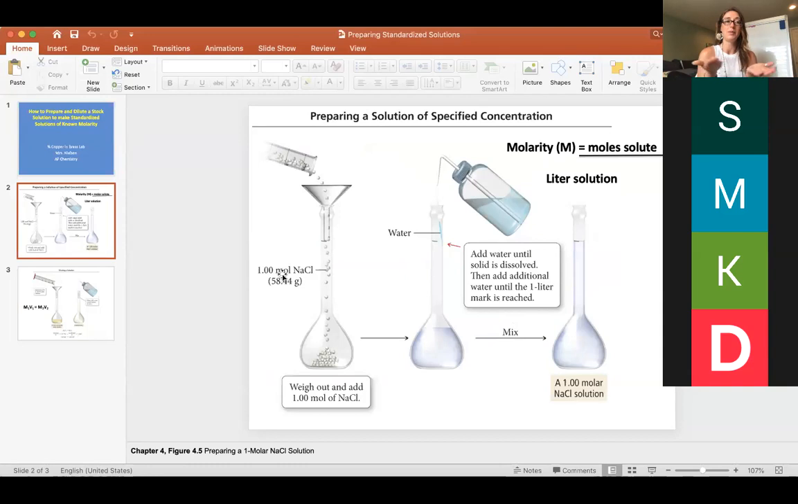I'm going to figure out how much mass it is because I can easily weigh that with a scale, right? So I'll go get 58.44 grams of salt, and I'll put it into this cool type of glassware. This is my favorite kind of glassware. It's called a volumetric flask.